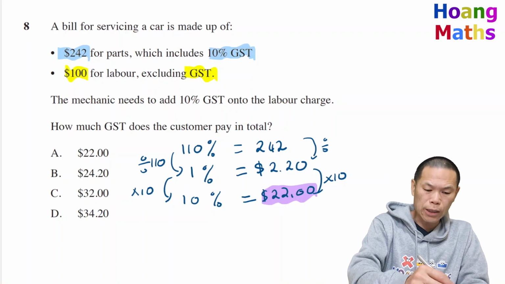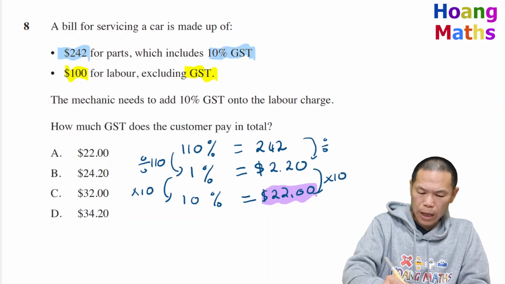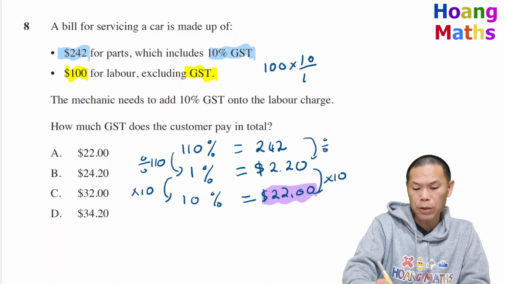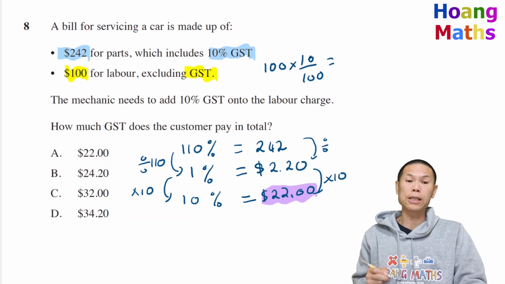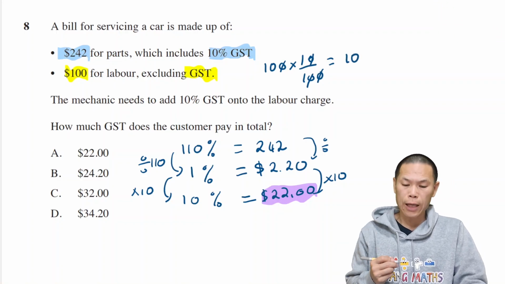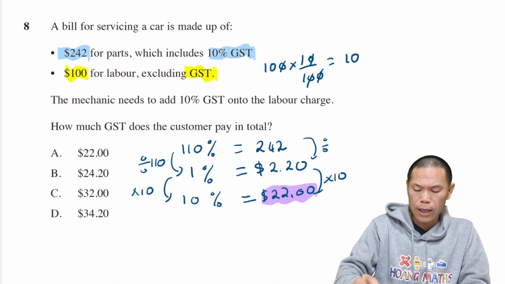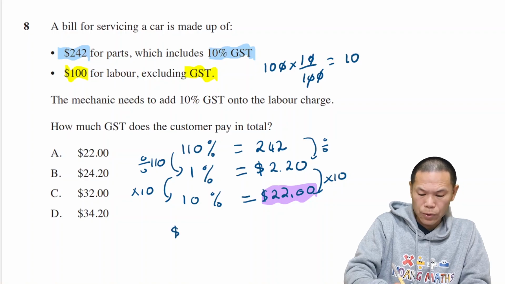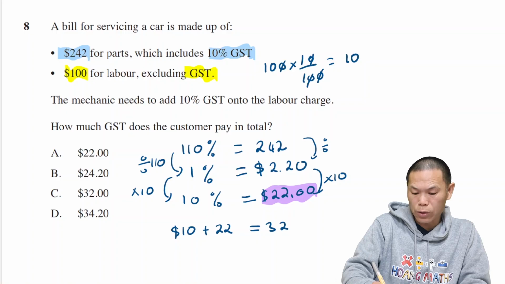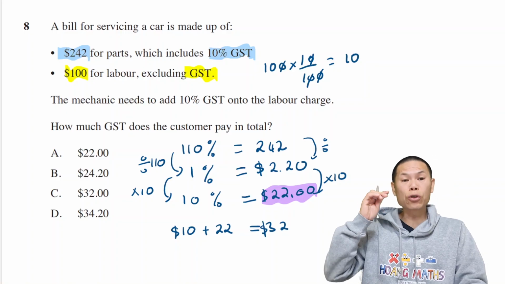Now we need to work out the GST for labor. So that means $100 is 100%. So therefore 10% GST, we just go 100 times 10% because we need to pay 10% GST. So that will give me 10. These two cancel with 10. Otherwise, you can just put it on a calculator. So that is $10, we add another 22. That will give us $32. So the answer should be C.